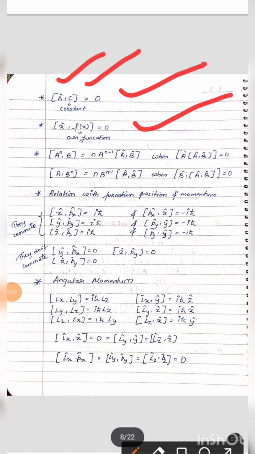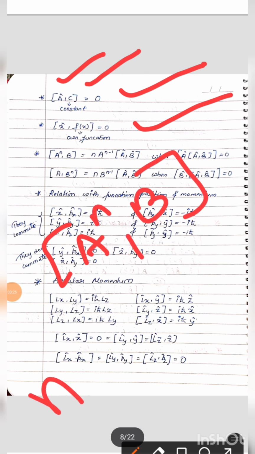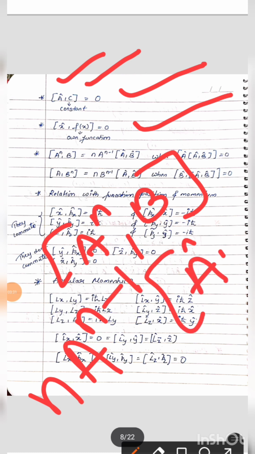Next, here we have a few more functions. For the commutator bracket of A to the power of n comma B, you should know that you directly take n into A to the power of n minus 1, times the commutator bracket of A and B. You should know these directly. These are direct formulas and you will get direct questions. When you go through the previous year question papers, you can see questions directly based on these formulas. So small things matter a lot. Make a note of each and everything and try to remember those things.